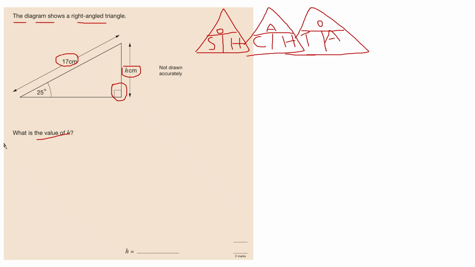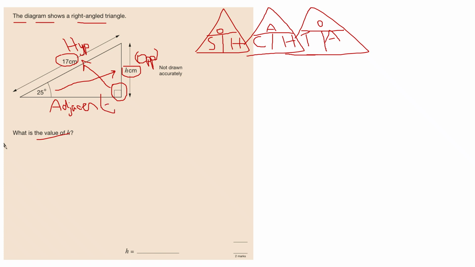So step 1, guys, is to label our sides. This is opposite our angle, so H is our opposite. So I'm going to put OPP for opposite. This is our hypotenuse because it's directly opposite the right angle, or it's the longest side of our right angle triangle. And this side here, guys, is called the adjacent. So adjacent.